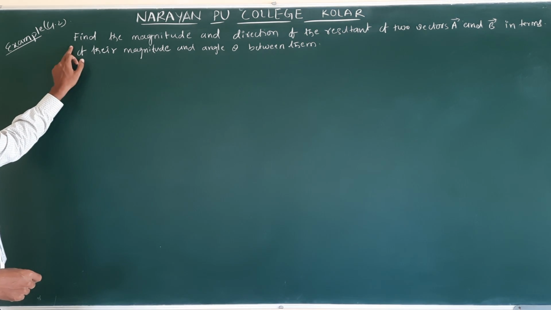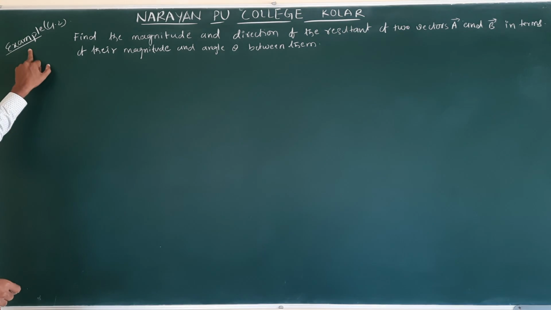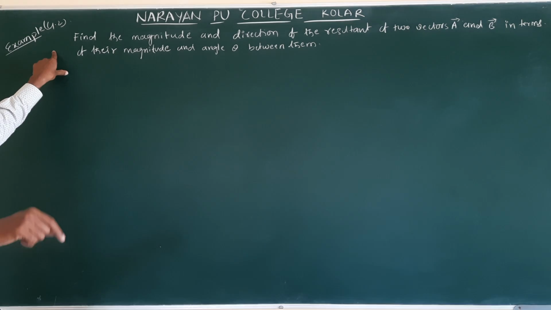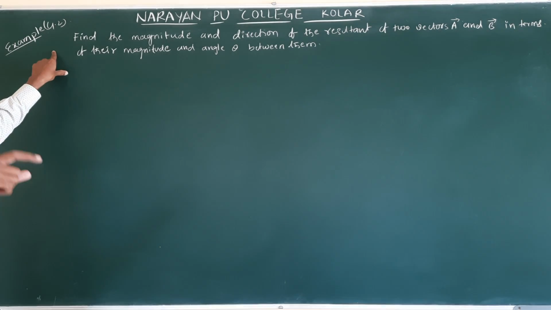So the given question is example problem 4.2. This will be expected for 5 marks or sometimes 3 marks. But this is an example problem, it is not exactly a problem. It is a derivation, a very, very important derivation.